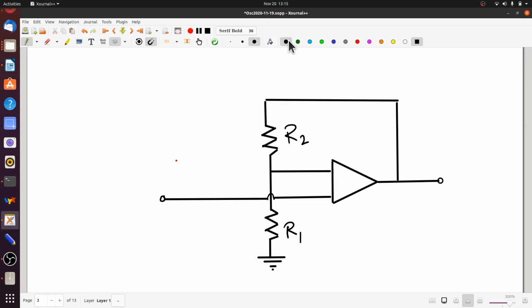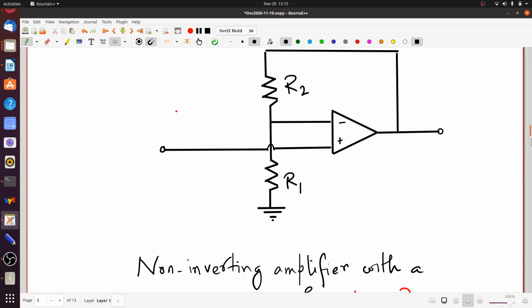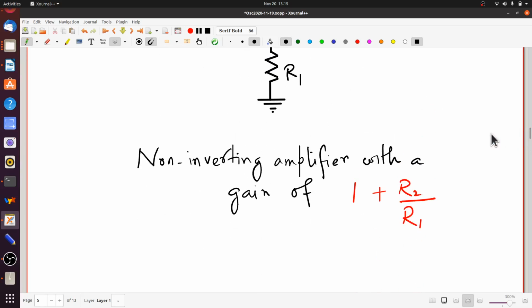Okay, let me just remind you that by convention, the upper input is always the inverting one. So if I were to mark it, this will be minus, this will be plus. The input is supposed to be given here, the output taken here. This is simply a non-inverting amplifier with gain of 1 plus R2 by R1. This is a standard circuit which you are pretty familiar with. We have already seen this in our discussions on op-amps. This is one part of the Wien bridge oscillator circuit. An amplifier, the gain is 1 plus R2 by R1.